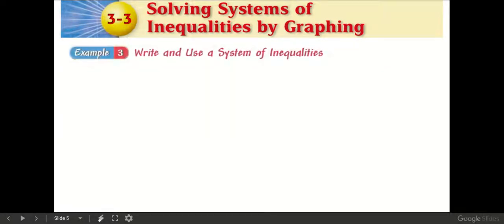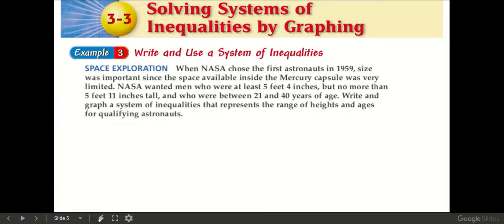So let's go ahead and look at another example. Here it says write and use a system of inequalities. So here's an example. It says, when NASA chose the first astronauts in 1959, the size was important since space available inside the Mercury capsule was very limited. NASA wanted men who were at least 5 feet 4 inches, but no more than 5 feet 11 inches tall, and who were between 21 and 40 years of age. Write and graph a system of inequalities that represents the range of heights and ages for qualifying astronauts.